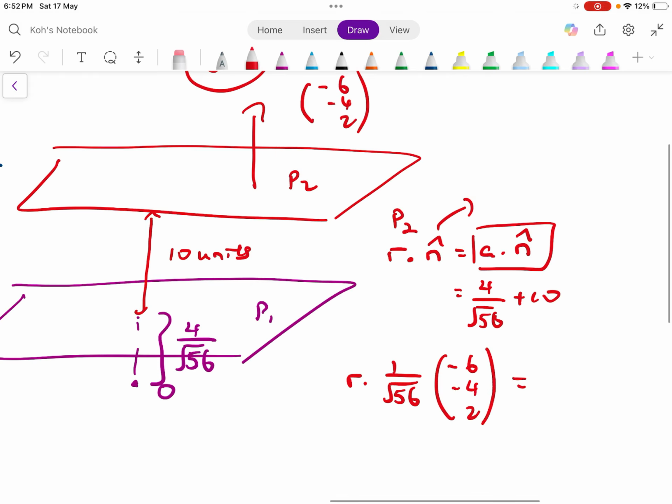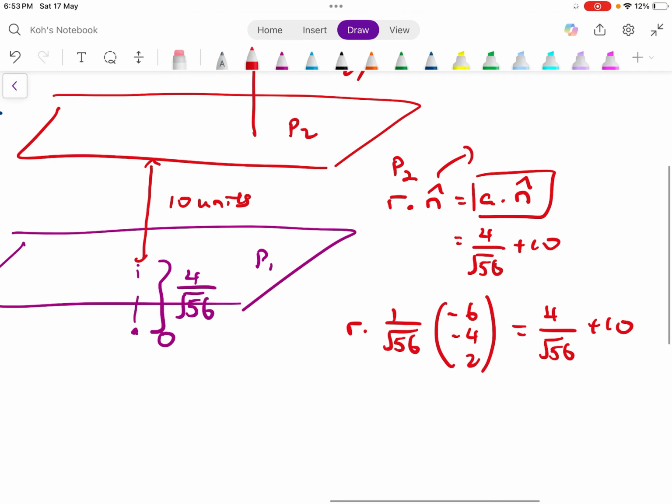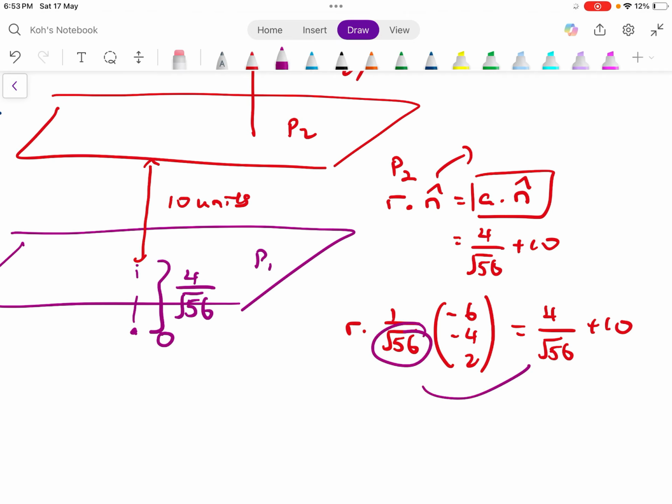So equal to about 4 over square root 56 plus 10. So this is one of the answers. Of course, make it nicer by simplifying it. This thing you can move to the right hand side. So r dot (-6, -4, 2) is equal to 4 over square root 56 times square root 56, which is just 4 plus 10 square root 56.